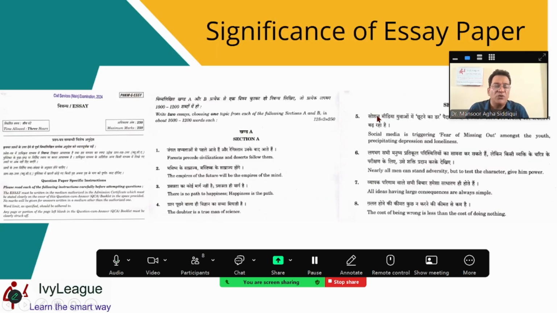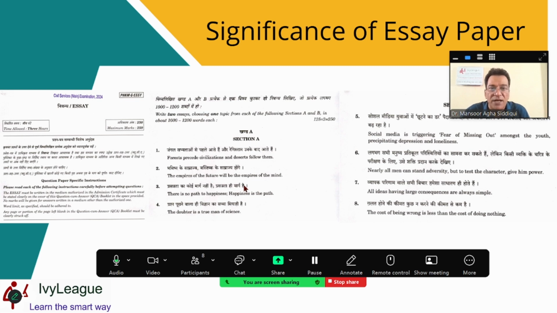So, if I talk about the significance of the essay paper for a student, then this is the latest essay paper. It had two clear sections. It has four topics, or four essay prompts, in each of the sections, and you need to pick one prompt from each of the sections, section A and section B. And these sections A and B are technically different. We'll understand how they are technically different.